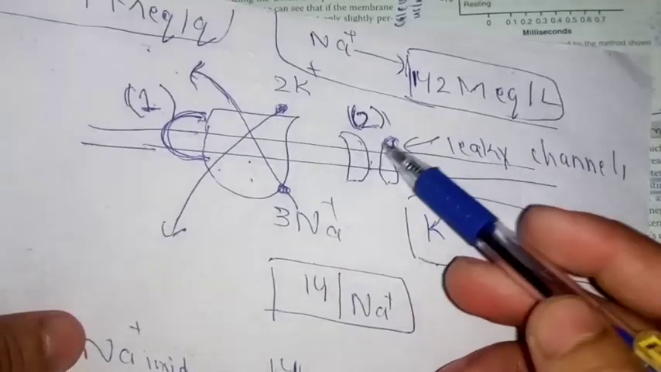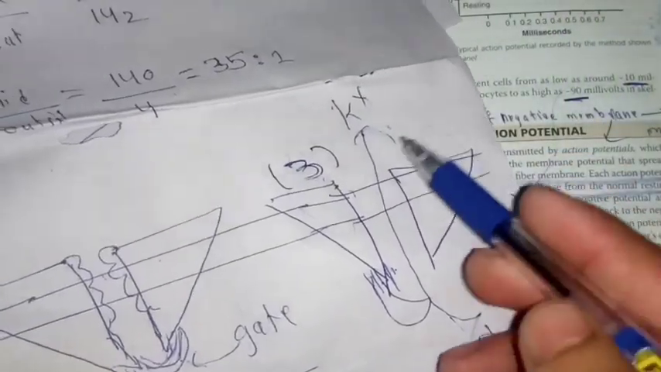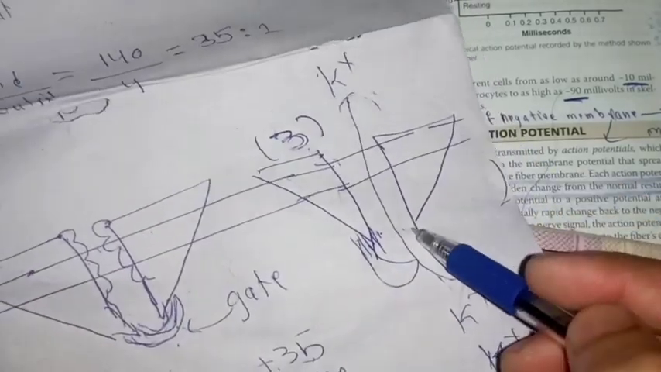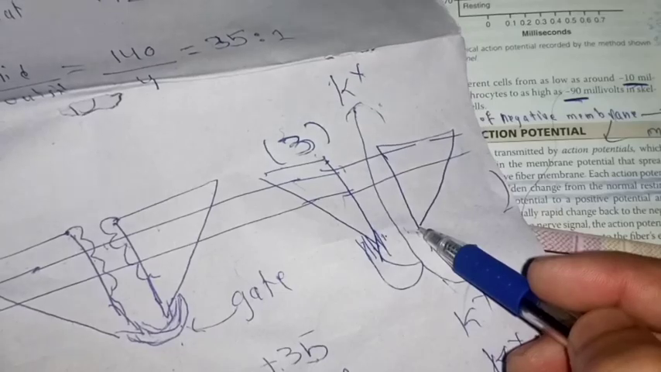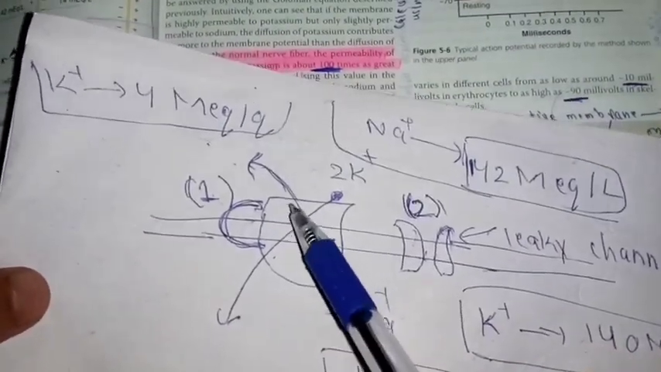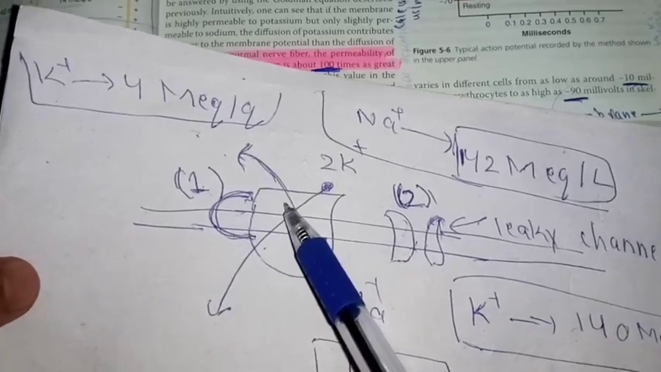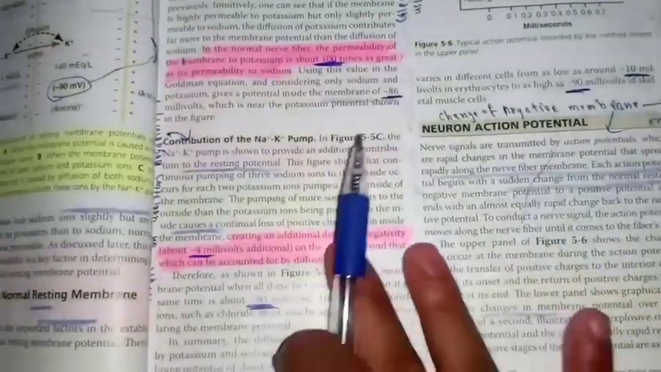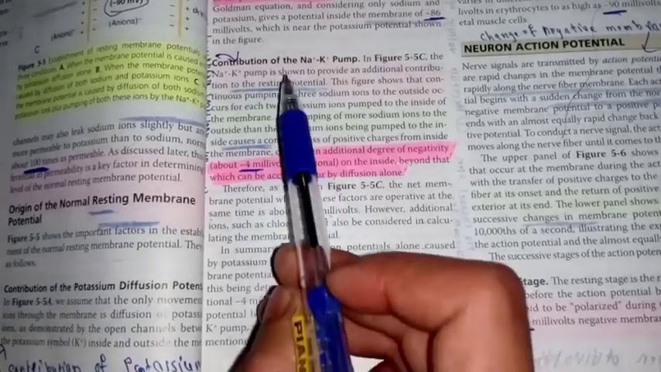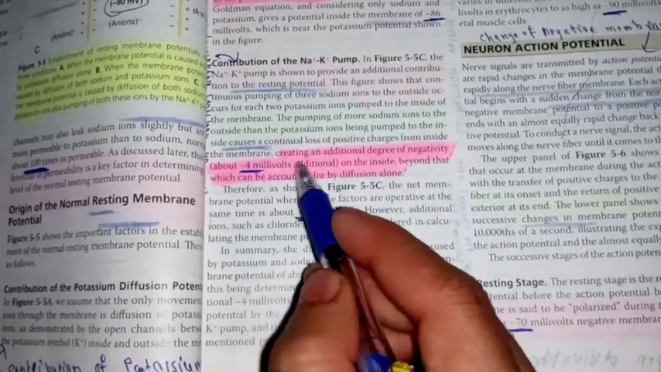So the contribution of sodium through the potassium leaky channel, and the contribution of potassium through the leaky channel and the potassium channel, has been discussed, showing how they contribute to the generation of the resting membrane potential. Now, how much does the sodium potassium pump contribute to the resting membrane potential? It has only a contribution of minus 4 millivolts. So the sodium potassium pump contributes only minus 4 millivolts.